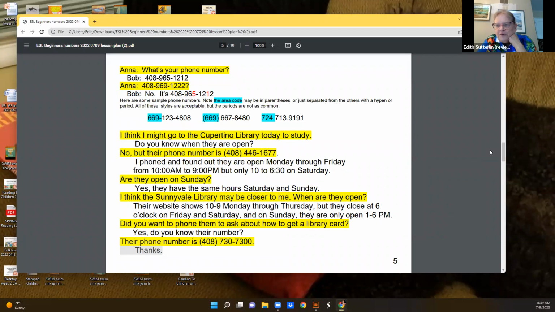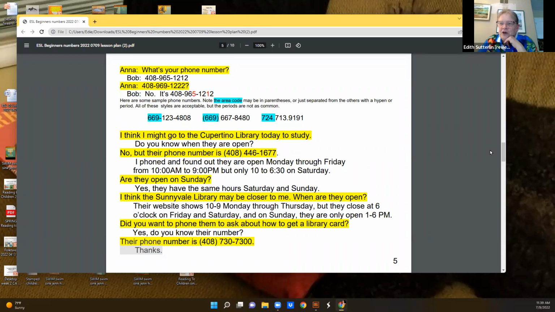Do you want to phone them to ask about how to get a library card? Yes, you know their number. Their phone number is 408-730-7300. And we talked about how with phone numbers or street addresses, if you see something that looks like 7,300 or 1,698, usually say 7300, 1698. Usually just 1698, chunk the numbers. Now we'll repeat it as it's written.